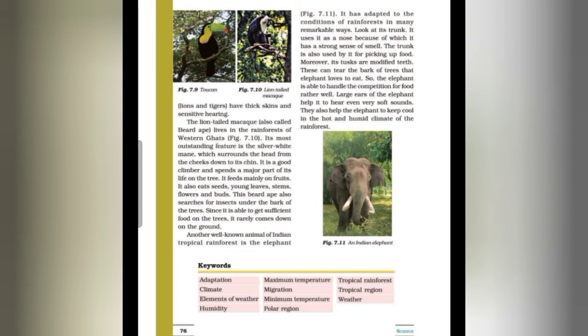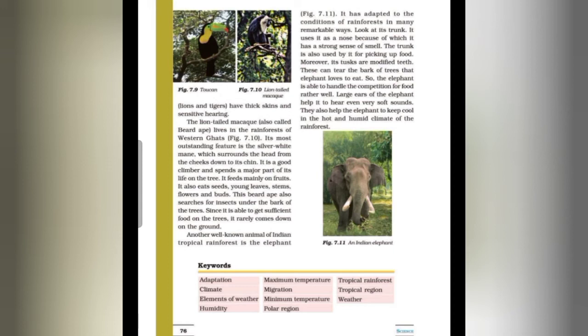The lion-tailed macaque, also called beard ape, lives in the rainforest of Western Ghat, that is given in figure 7.10. Its most outstanding feature is the silver white mane, which surrounds the head from the cheeks down to its chin. It is a good climber and spends a major part of its life on the tree. It feeds mainly on fruits.